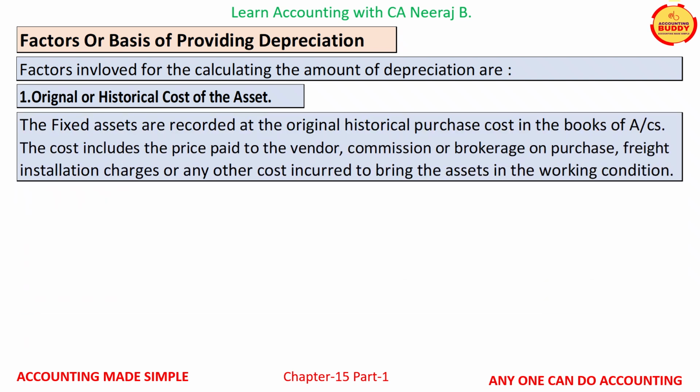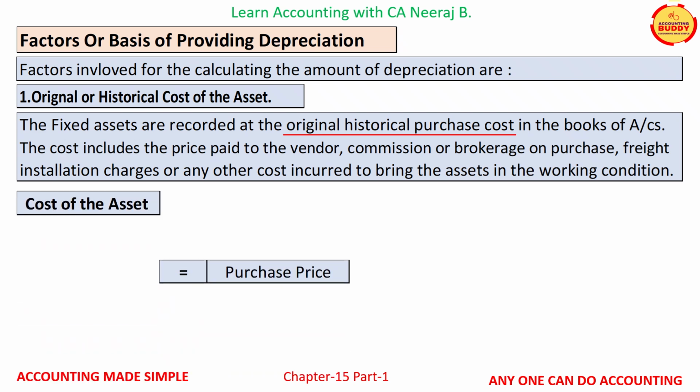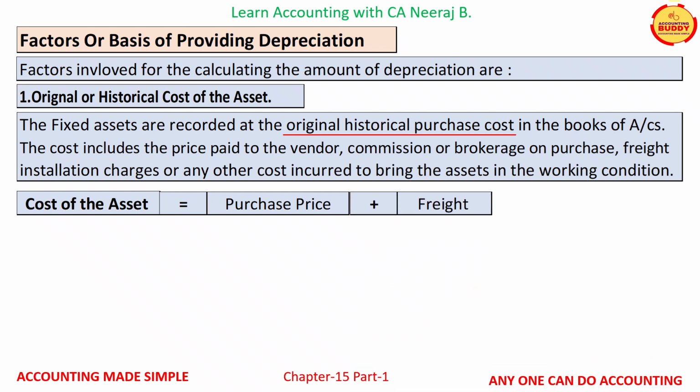The fixed assets are recorded at the original historical purchase cost in the books of accounts. The cost includes the purchase price paid to the vendor, commission or the brokerage paid on the purchase, freight and installation charges, or any other cost incurred to bring the asset in the working condition. Therefore, the cost of the asset is equal to its purchase price plus freight paid plus its installation cost.